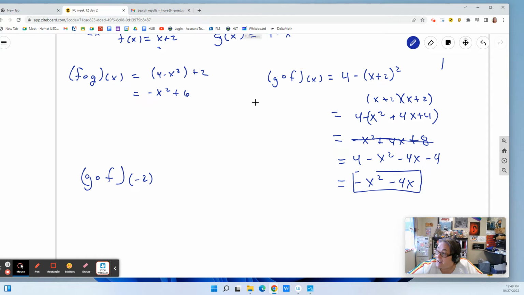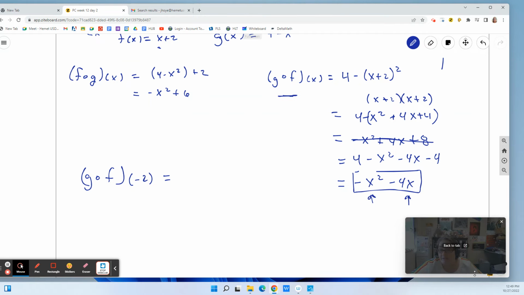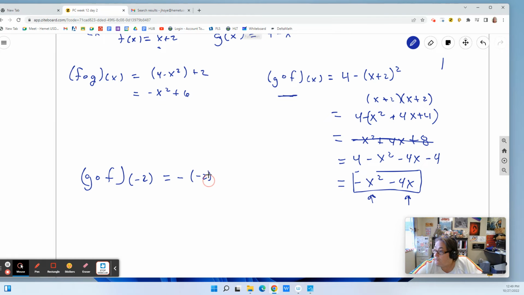Well, I don't have to go back through all of this because I already know what g of f is, right? I know that g of f is minus x squared minus 4x. So if I want to solve that and I've already figured out what g of f is, I'm just going to plug negative 2 in to these x values and solve it because we already found g of f of x.